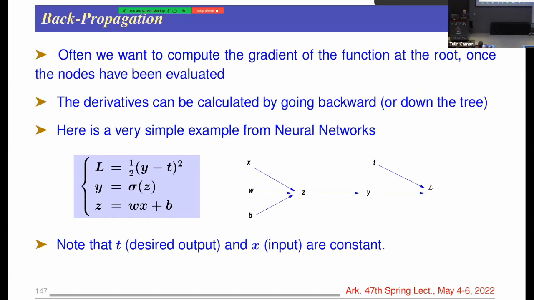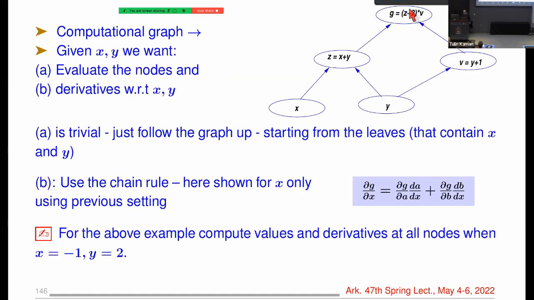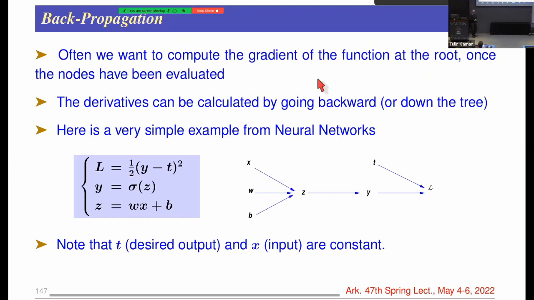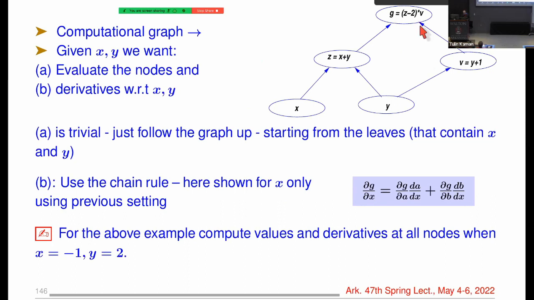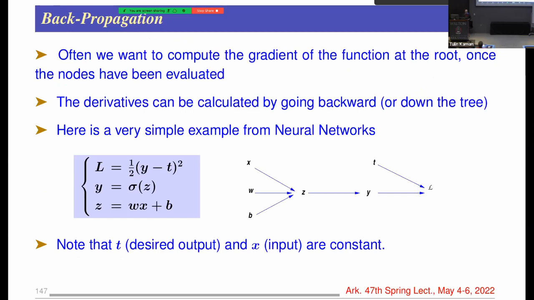So often you want to compute the gradient of a function. So it's all the partial derivatives of, for example, in this case g, with respect to all the variables, in this case x and y. So you want to compute all of those derivatives. So the derivatives can be calculated by going backwards down the tree. So you have to go actually this way. You have to first evaluate each of these nodes, each of these atoms. Okay, you evaluate the functions there, and then you use that to get the partial derivatives by going backward.